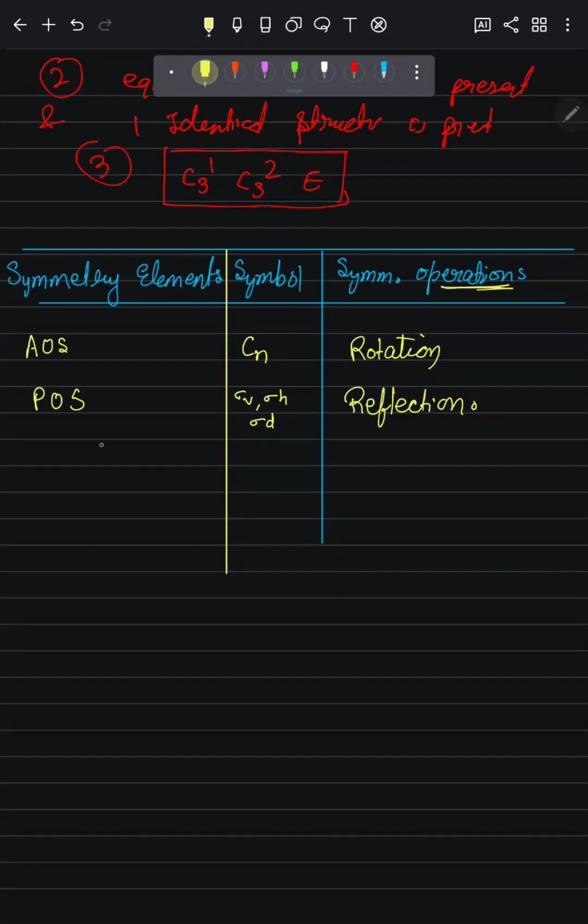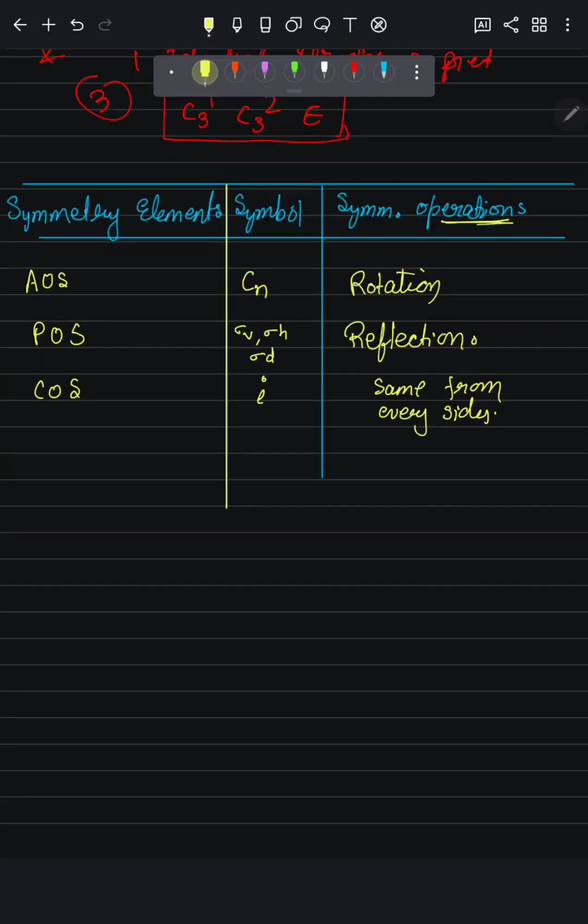After that, the center of symmetry. It is represented by i, and it is like performing the same operation from every side: going from one part to another part and then coming back from that part to the same part in a structure. It's called center of symmetry.